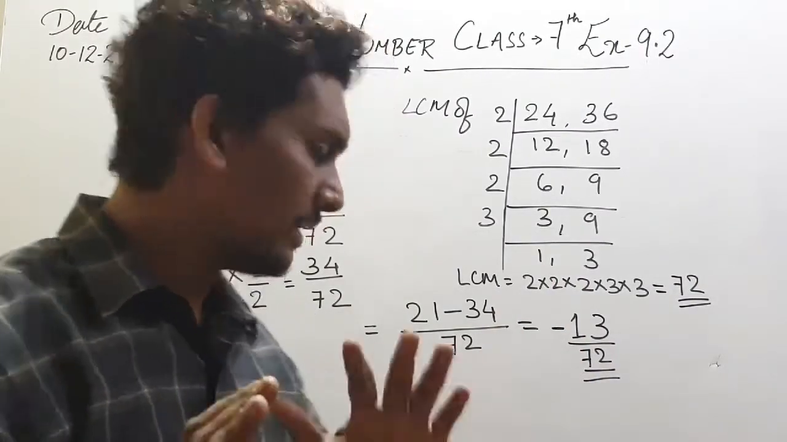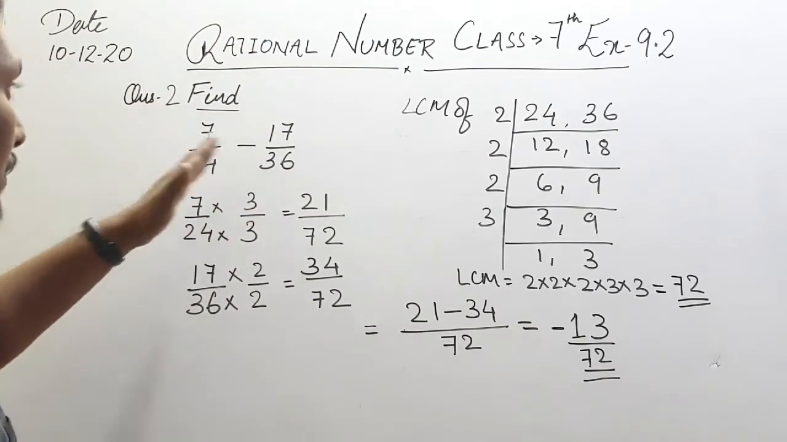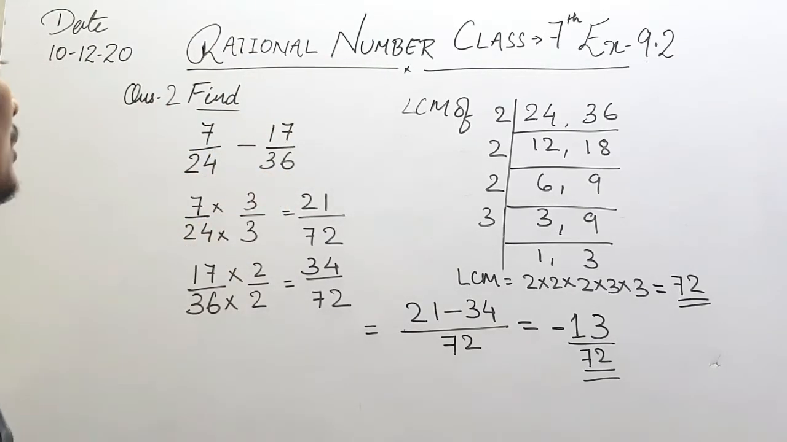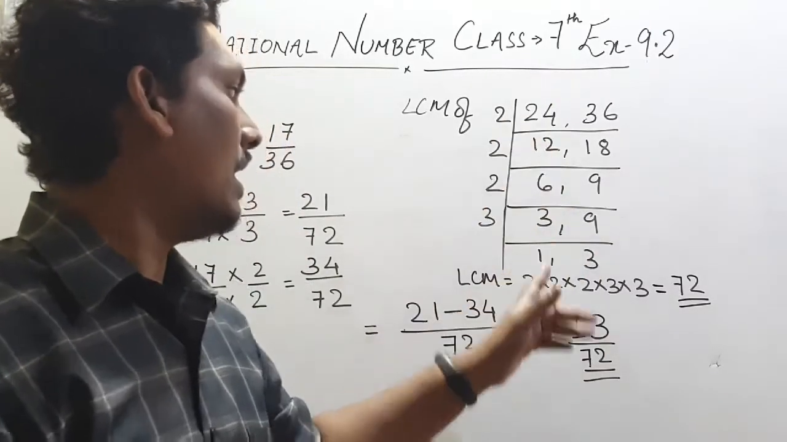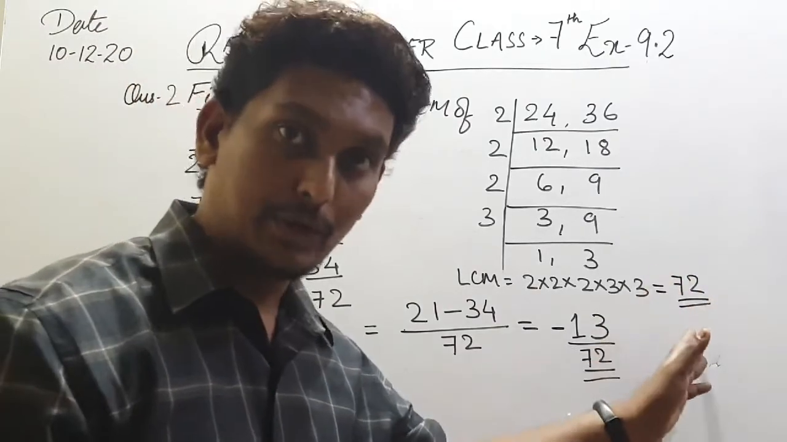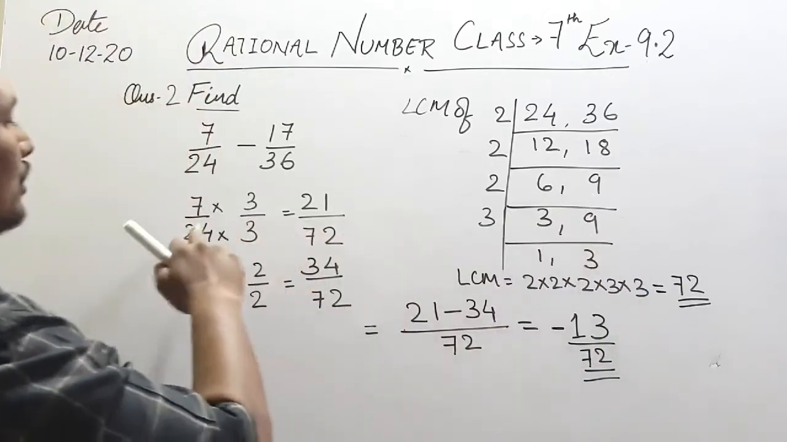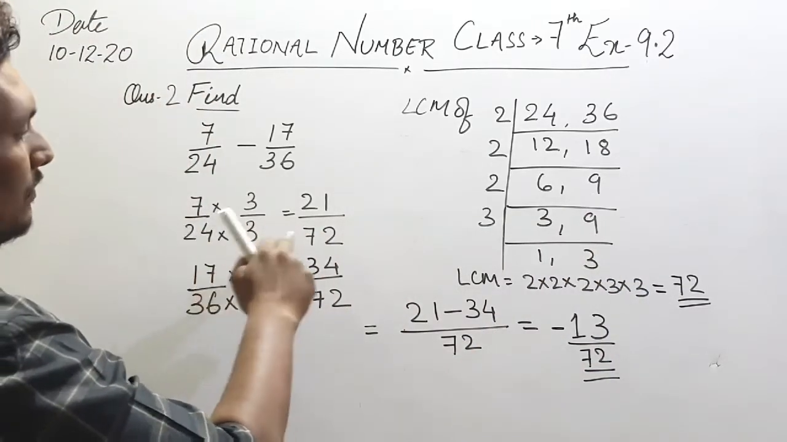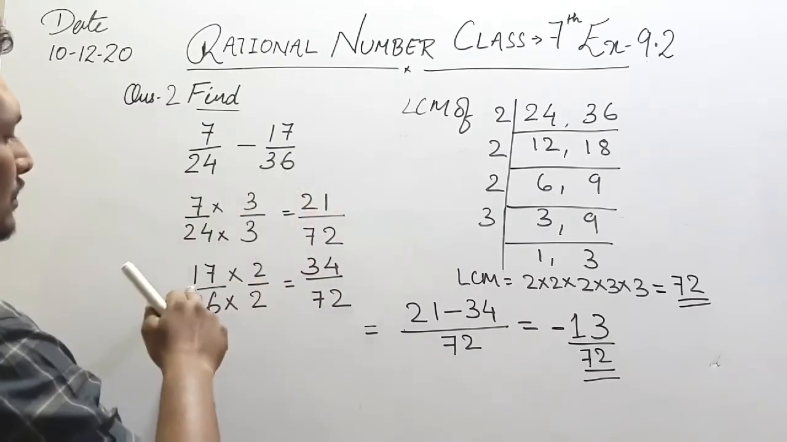Very simple. The question is 7 by 24 minus 17 by 36. So here the denominators are not the same. So we find the LCM, and we got the LCM, that is 72. Now we have to make the denominator the same with this 72. So 24 multiplied by 3, we got 72. 7 threes are 21.